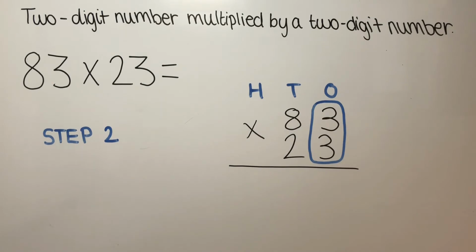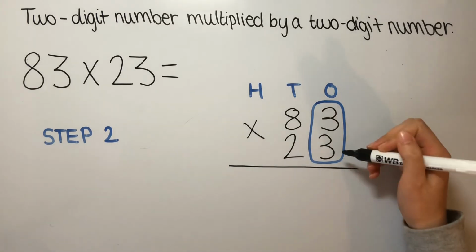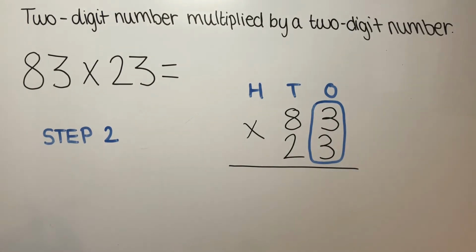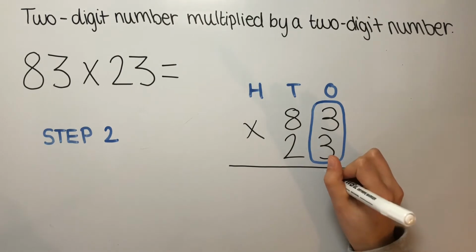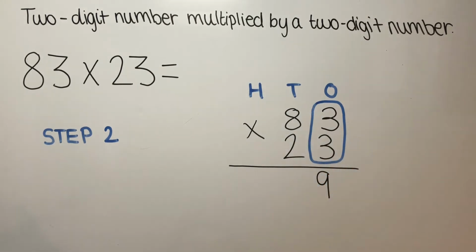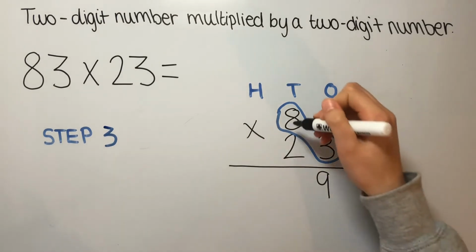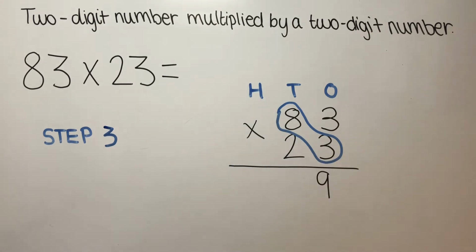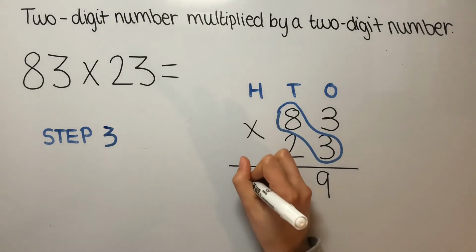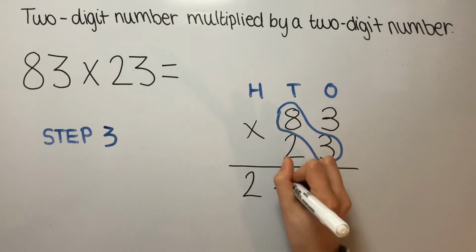Step 2. The numbers I've boxed off, we're going to times those together. So we have 3 times by 3, which gives us 9, and we write that just below the 3 here. Step 3, we are timesing 3 by 8. 3 times 8 gives us 24, and we're going to write that just below, like so.